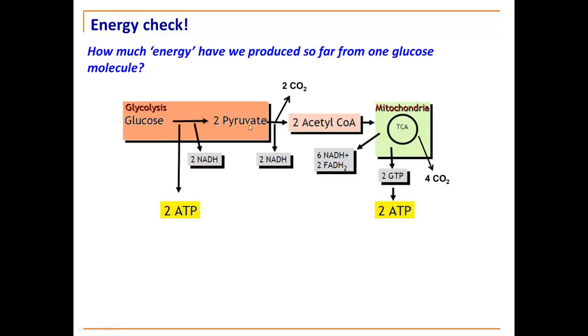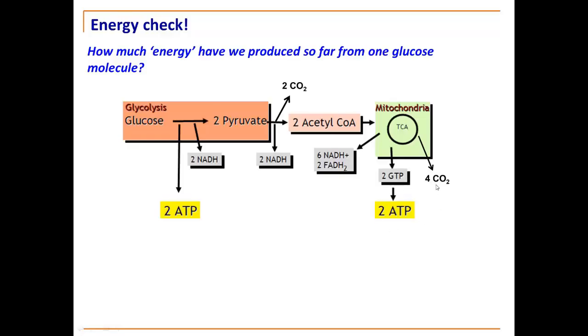The pyruvate is converted to acetyl-CoA. We lose a couple of CO2s because the acetyl-CoA is 2 carbons, pyruvate is 3. But we produce another couple of NADHs, marvellous. That acetyl-CoA enters the citric acid cycle, or the Krebs cycle, or the TCA cycle. They're all the same thing. And in that process, overall, it produces 6 NADHs. It produces 2 FADHs. It produces 2 GTPs, which are the equivalent of ATP. And it produces 4 CO2s.